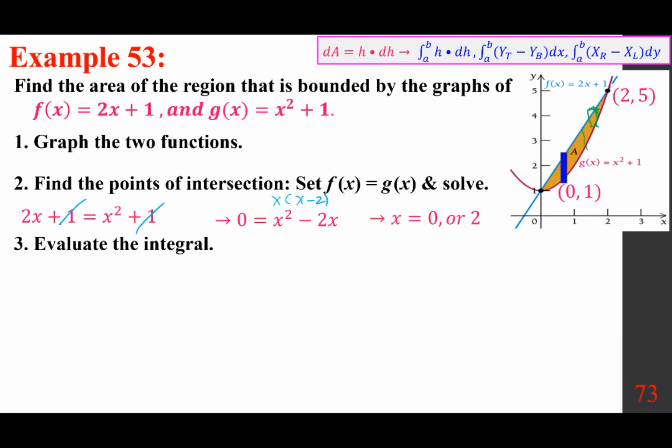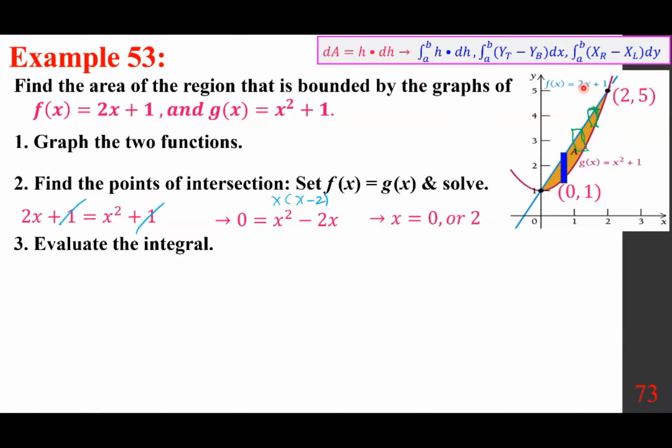You may do it right here. The point is, you're sweeping this along the x-axis. So the h is the x. But what is the h? H of the top function, which is the line, minus h of the bottom function, which is the parabola.